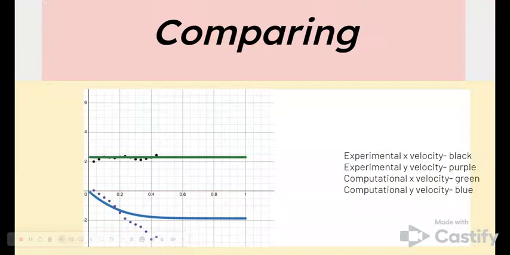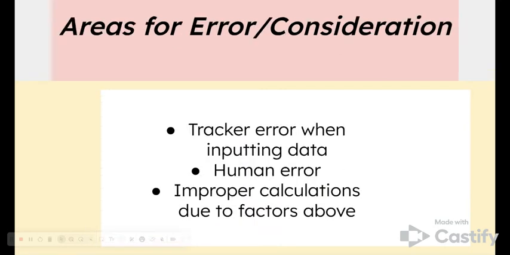So now discussion. Here's a graph, and I graphed both x and y velocities, both experimental and computational. As you can see, the computational models are a lot more specific, and the experimental y velocity, purple, you can see it is straighter and it doesn't curve as much as the other one.